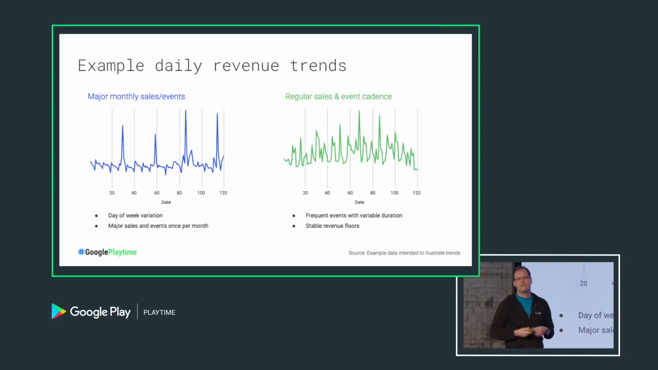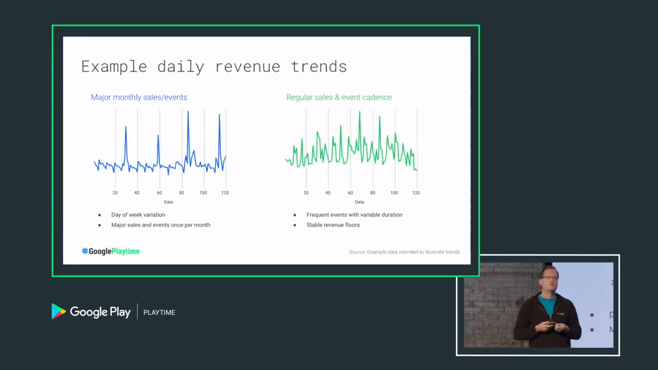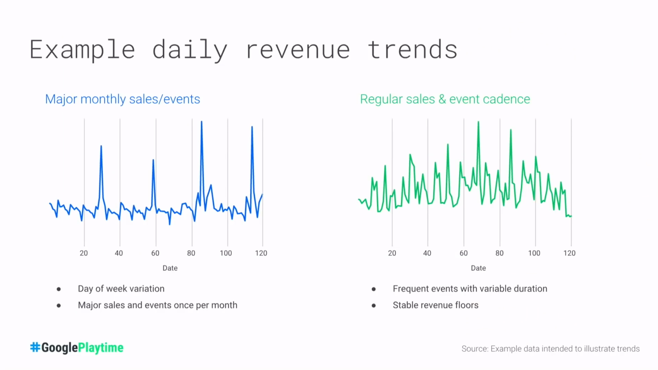Here's a couple examples of vastly different ways that developers like to run their LiveOps. In the case of the blue line, the one on the left, this is a perfect example of a developer who likes to run the occasional, roughly once per month, massive sale. And what you can see is they generate a significant amount of revenue during that period.